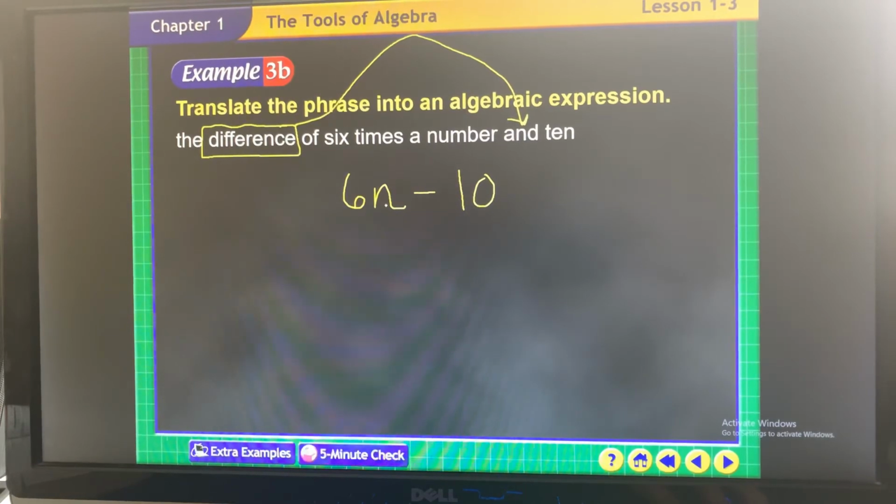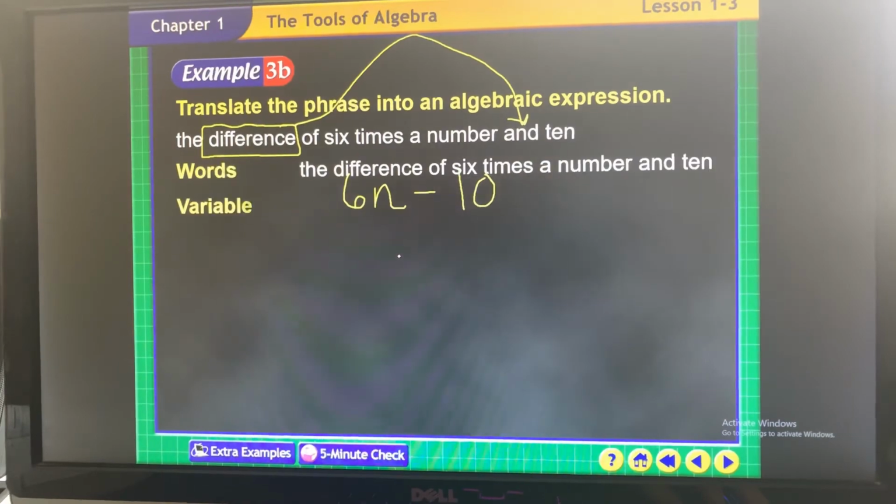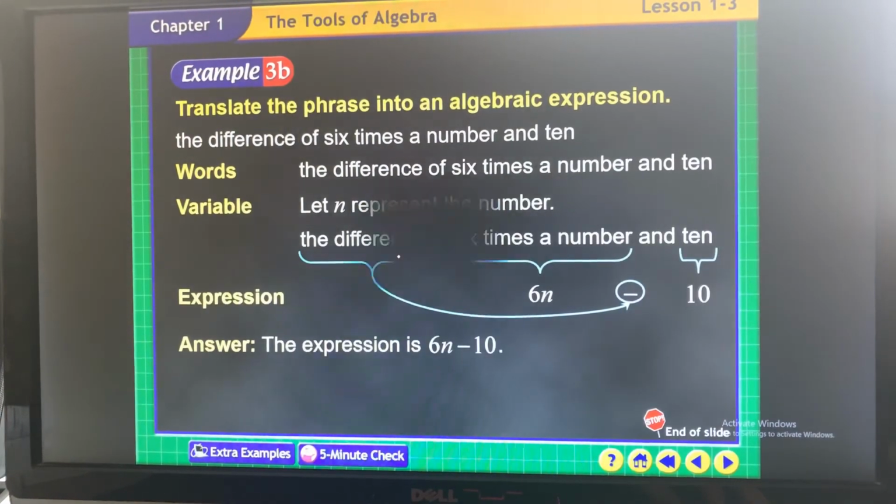You don't need to say 6 times n because it is assumed if you put a number next to a variable, which is called a coefficient, it's just a multiplication problem. That's a known in math.